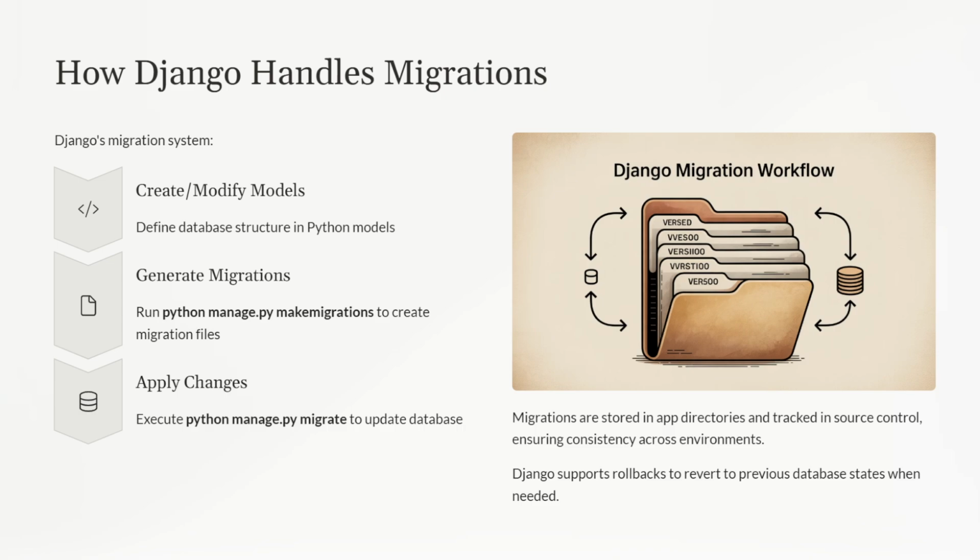Migrations are actually stored in app directories and tracked in source control, ensuring consistency across environments. Django supports rollbacks to revert to previous database states when needed.